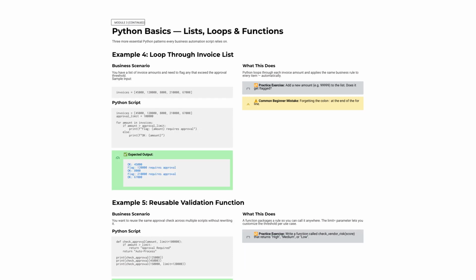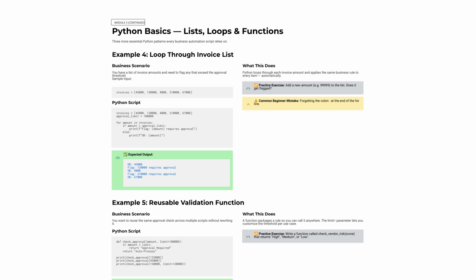In this section, we build on the basics. First, we look at lists and loops. A list allows us to store multiple values, such as several invoice amounts. A loop allows Python to apply the same rule to each item in that list. Instead of checking 5 invoices manually, Python checks them one by one automatically.